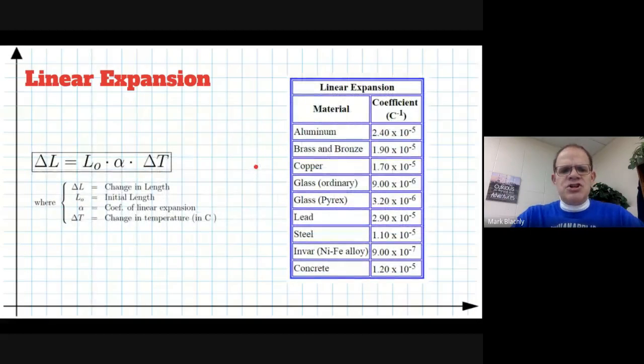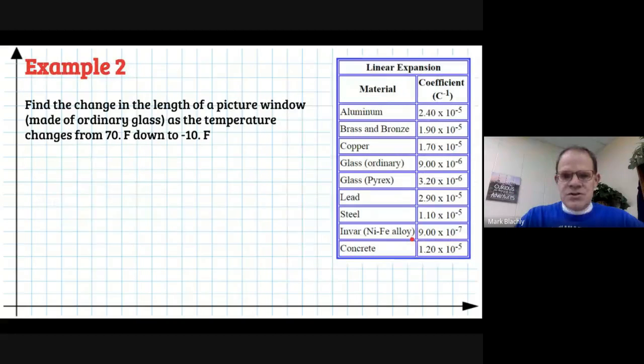First of all, let me show you the table. This is the table. It's linked in your homework. You'll always have it. Please don't ever memorize it. If you're working with aluminum, this is the number right here you're going to use for alpha. This alpha thing right here, you just look up in the table. Okay? So if you're using glass, we're going to use 9 times 10 to the negative 6. If you're using steel, you'd use 1.1 times 10 to the negative 5. Okay? All right, so here's an example problem.